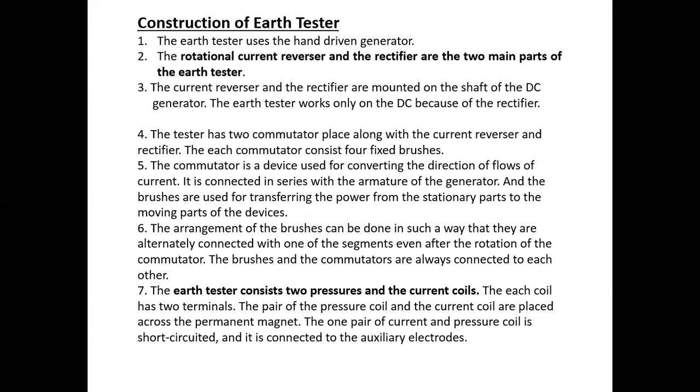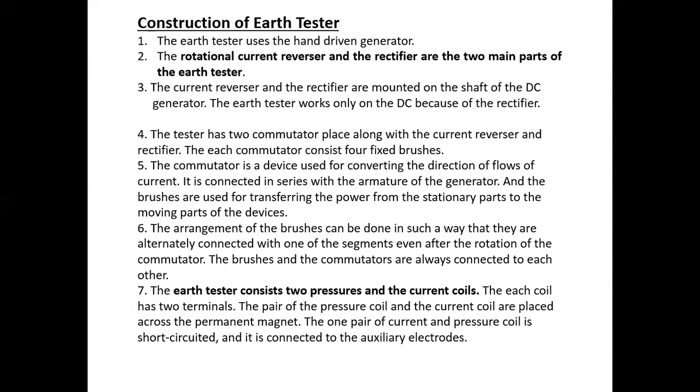The tester has two commutator plates along with the current reverser and the rectifier. Each commutator consists of four fixed brushes. The commutator is a device used for changing the direction of flow of the current. It is connected in series with the armature of the generator, and the brushes are used for transferring the power from stationary parts to rotating parts of the device.